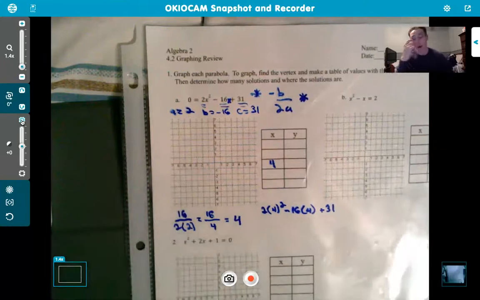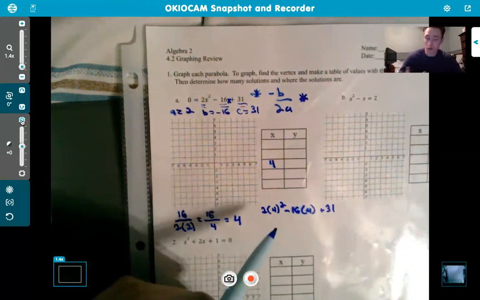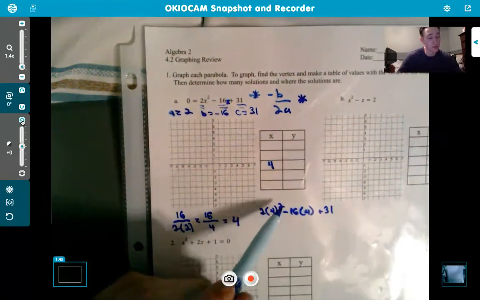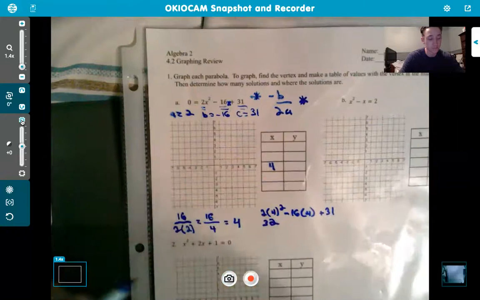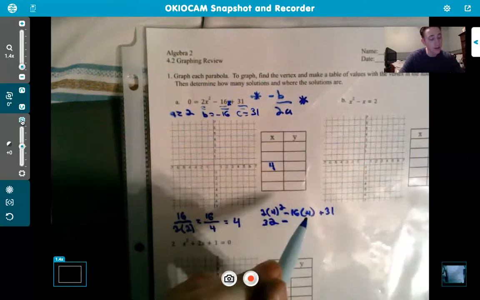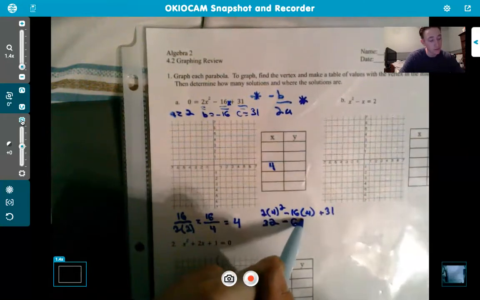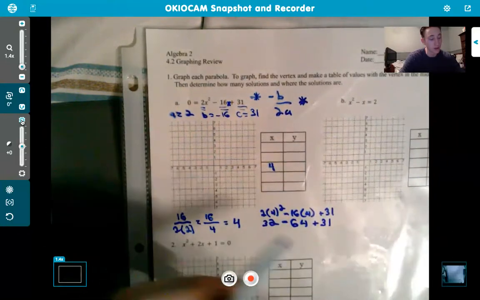One thing I do want to say before I continue on finding the y value, you can use a calculator. You can do this by hand like I'm about to do. Any resource that you need to find these values, I'm allowing you to use on the quiz on Friday or anytime that we're working through a question like this in class. So just so you're aware of that, I'm going to do this in my head here. We have 4 squared is 16. So I'll have 2 times 16, which is 32, minus 16 times 4 is 64, and then plus 31, because that's the lone constant term there.